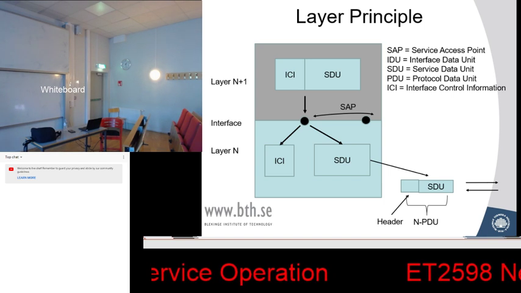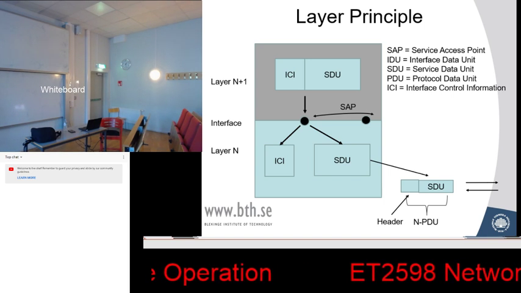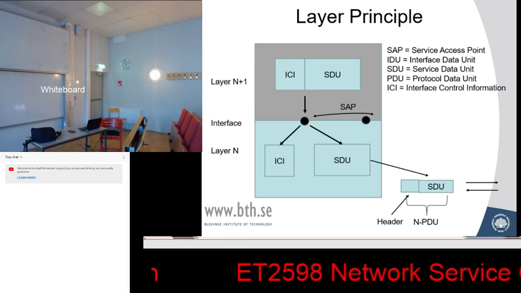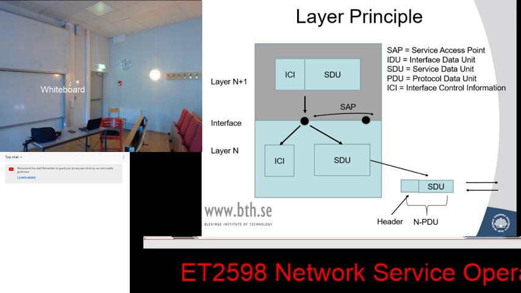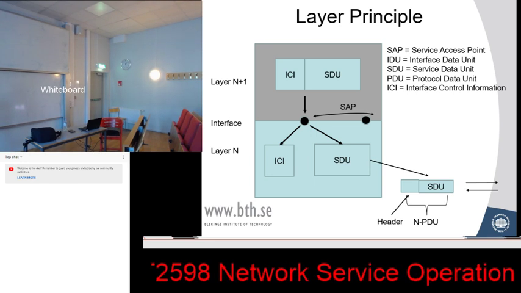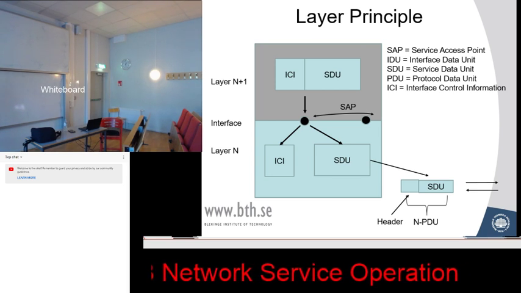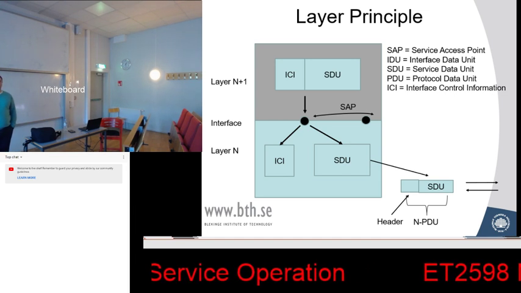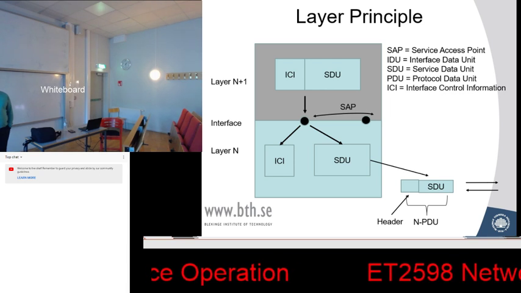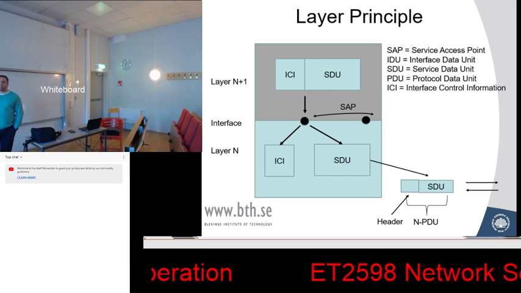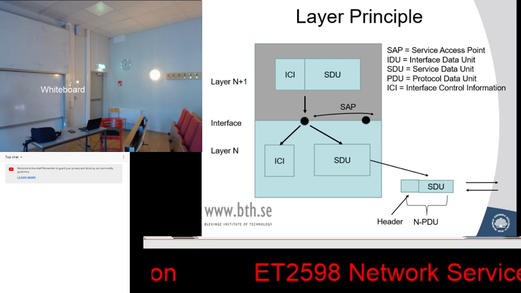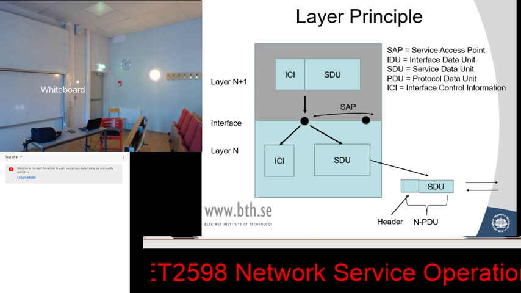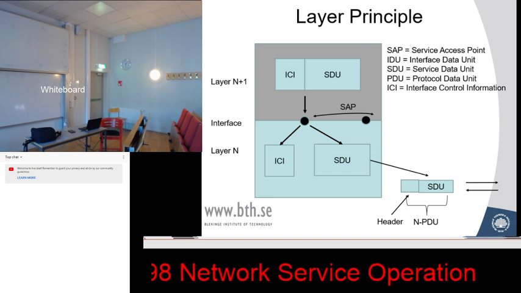At each layer, we have ICI, Interface Control Information, and we have an SDU, Service Data Unit. Together, SDU and ICI becomes a PDU, a Protocol Data Unit. Now, the Protocol Data Unit, this is the nth layer PDU.